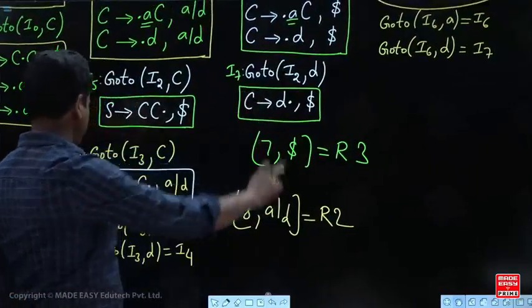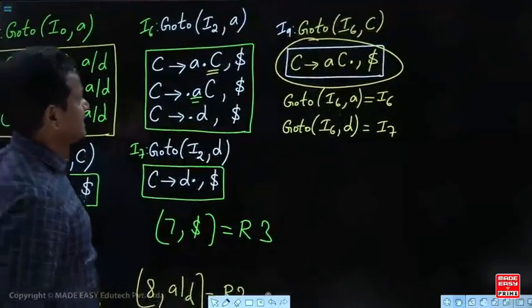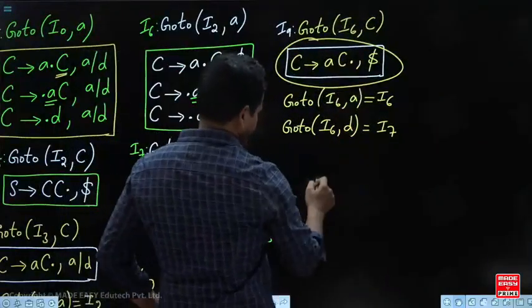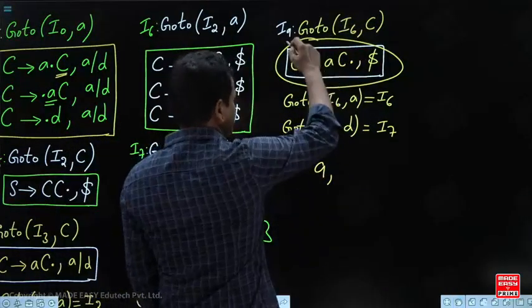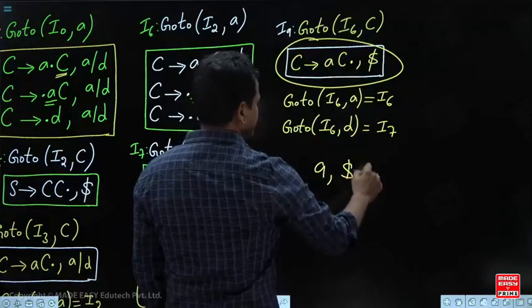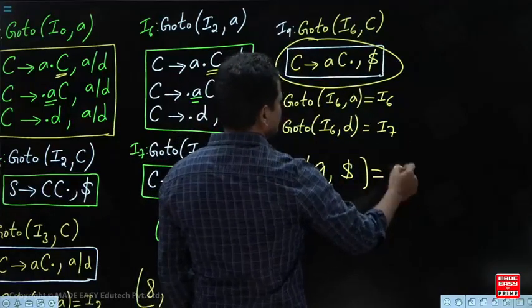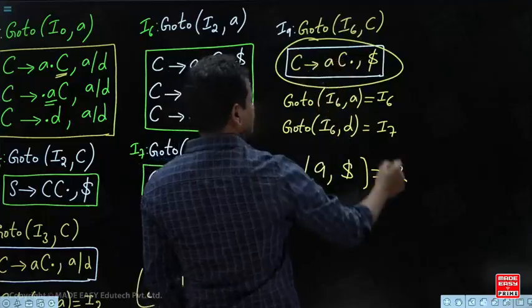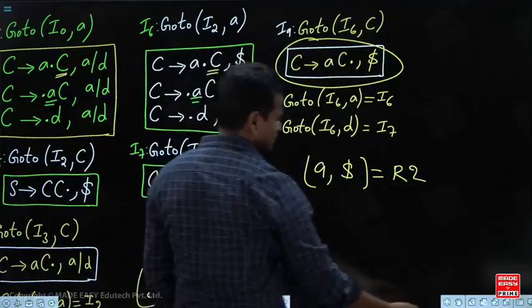Okay. Next I9. Yeah, this is I9. And the dot is at the end. The name of the state is I9, and the lookahead is dollar, 9 comma dollar. Reduce. Why reduce? The dot has reached the end. And what is the number? This production number is 2. So 9 comma dollar is R2.